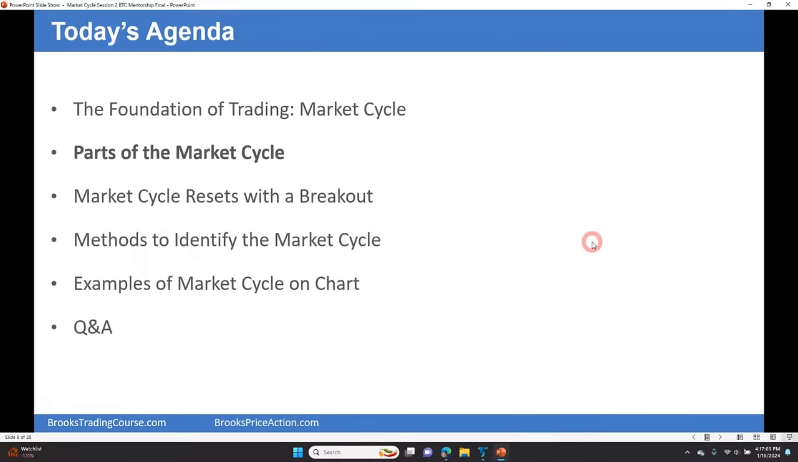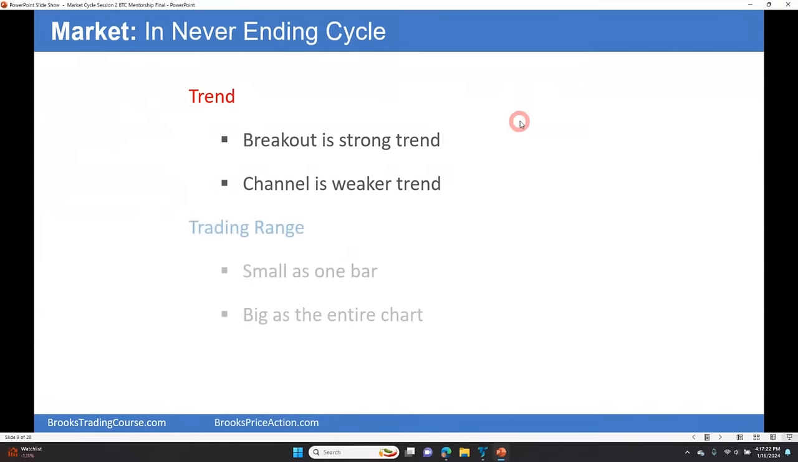So now that we understand the foundation of the market, it's price discovery to find the fair price and oscillate around the fair price and bring together buyers and sellers. Next, let's talk about the parts of the market cycle. There are two pieces to a market cycle. We have a trend and a trading range.